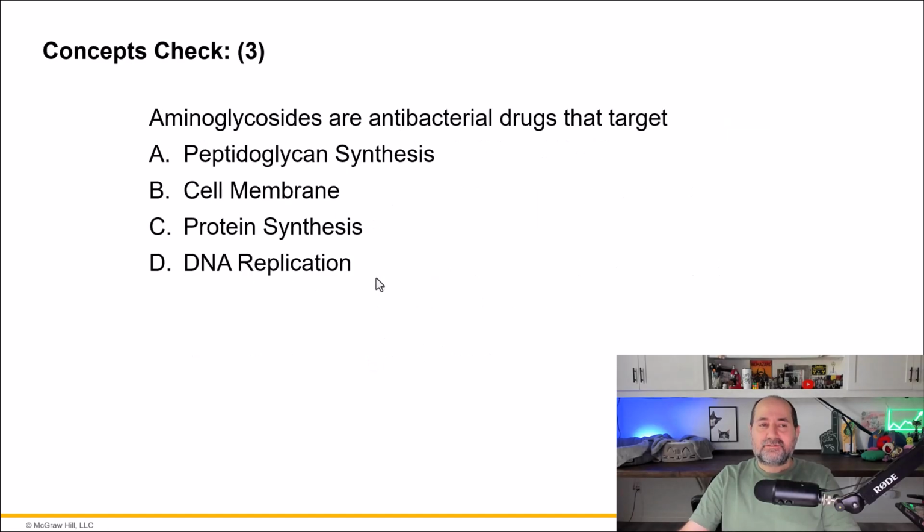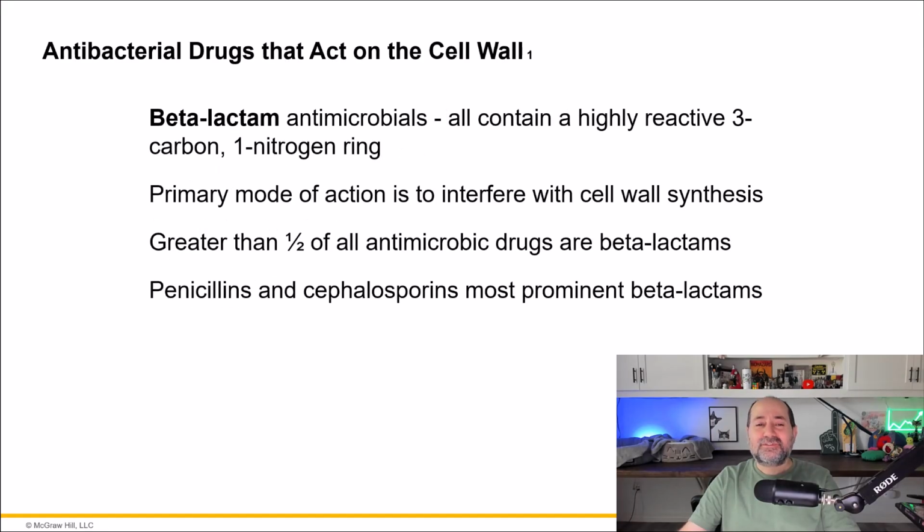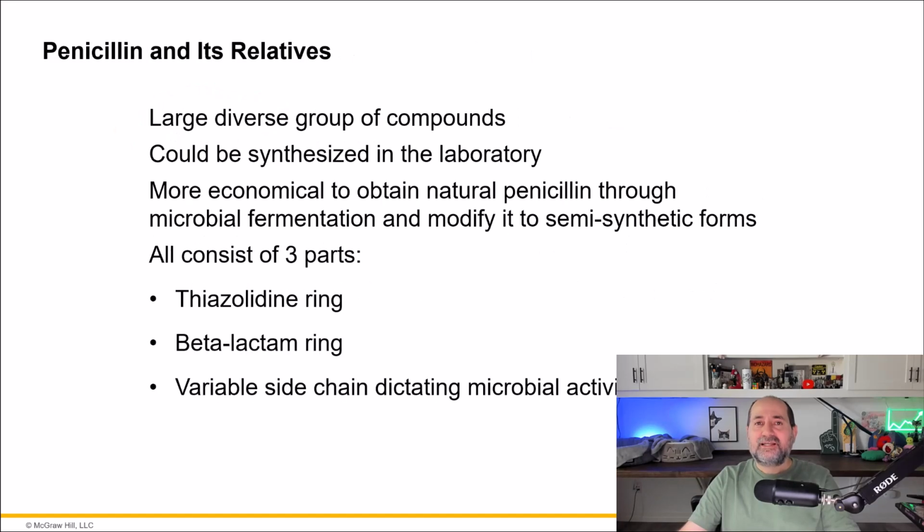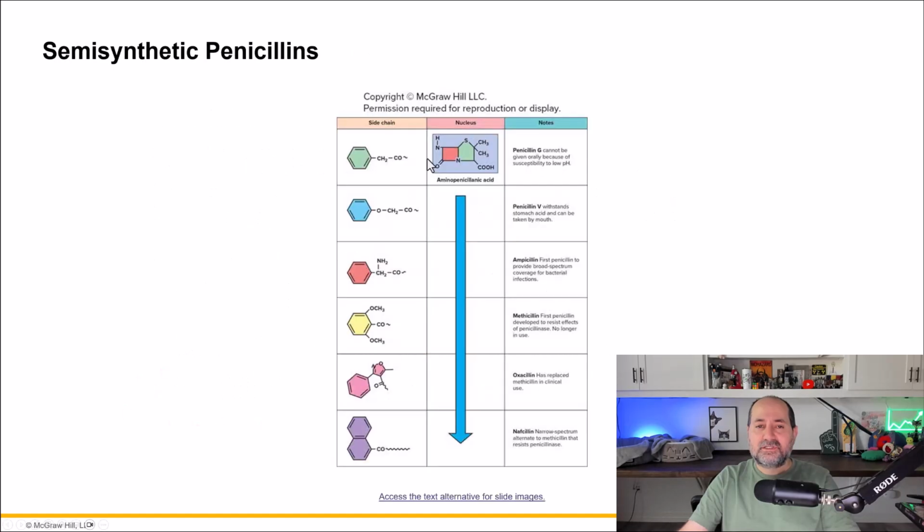So again, concept check number 3, aminoglycosides are antibacterial drugs that target what? Remember, it's protein synthesis, C. You should know that the penicillins contain a beta-lactam ring. And do you remember the structure of the penicillins? They have the thiazolidine ring, the beta-lactam ring, and they also have another side chain. They kind of look like these.